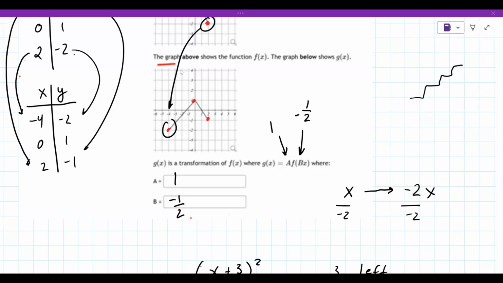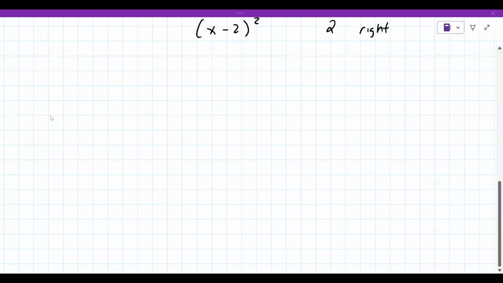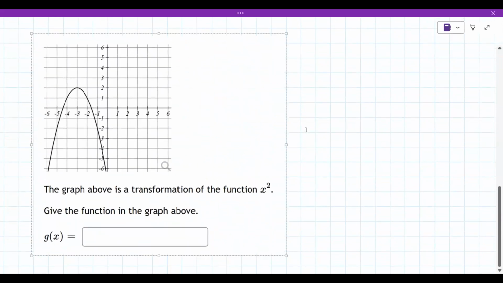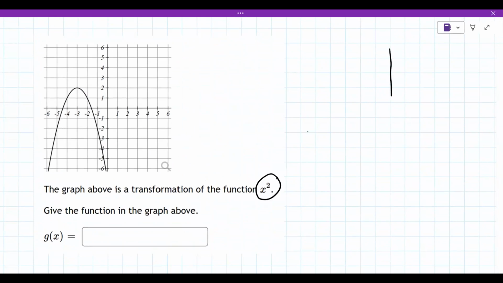So if we can move to 15, I think you'll have a little more clarity here on what's going on. It's important to know what the parent function looks like. The parent function here is x squared. It's what it should look like.